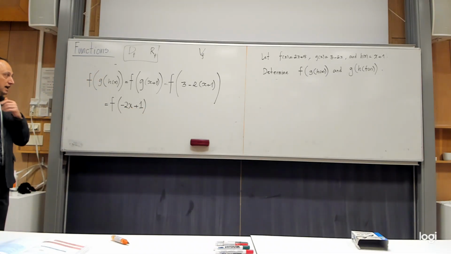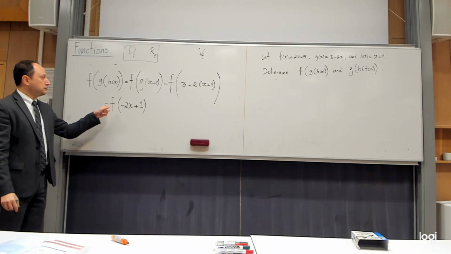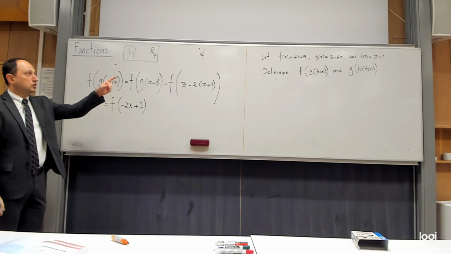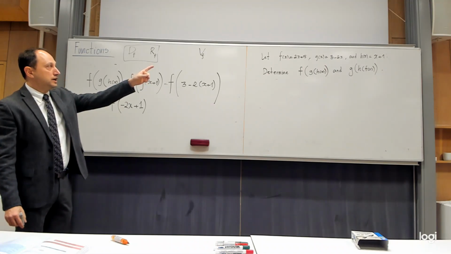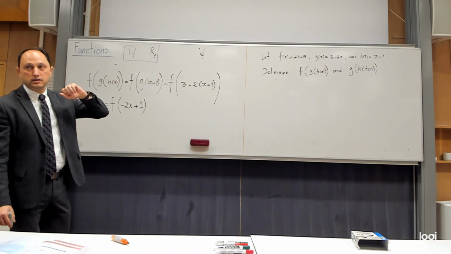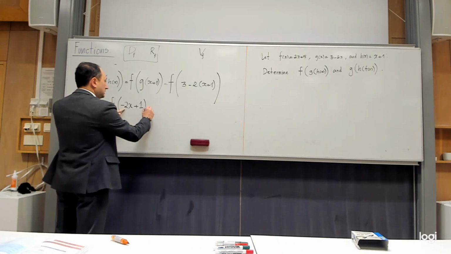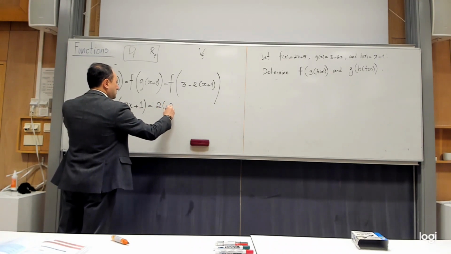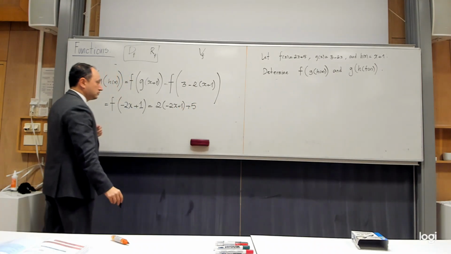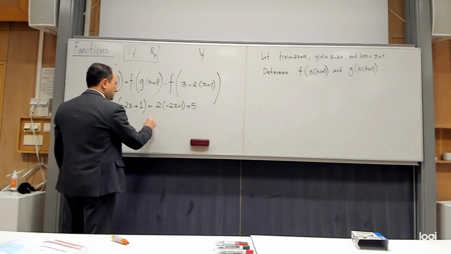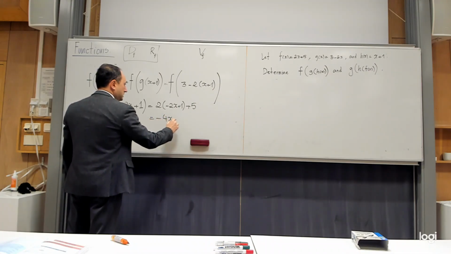Yes? And now this is the turn for f. What is the role of f? F multiplies the input by 2 and adds 5 to it. Yes? So then what happens here? The input is multiplied by 2 and 5 more is added to it. And then you simplify. So it becomes minus 4x plus 7.